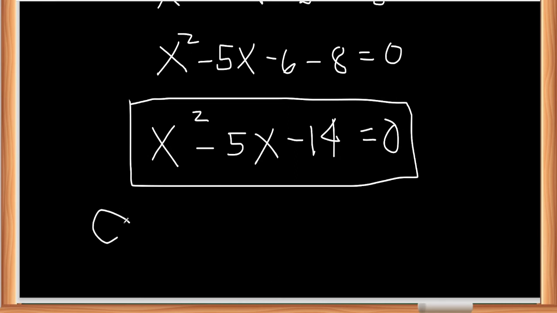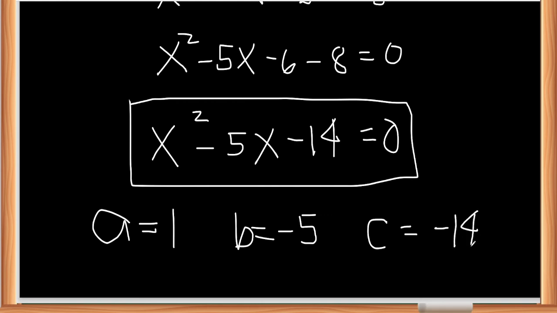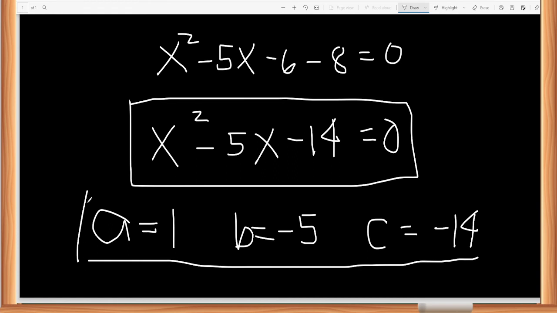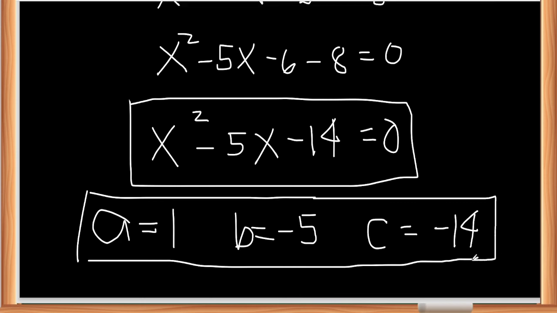Your A therefore here, kunin mo na yung A, syempre it is 1. Your B is negative 5. As I've said, don't forget the sign. And your C is negative 14. Siyempre, huwag iiwanan yung sign. Dahil pag iniwan nyo yung sign, mali na kayo sa quadratic formula nyo. Kahit alam nyo pa or memorize nyo pa yung quadratic formula, if you don't have the skill in identifying your A, B, and C, then it's useless.